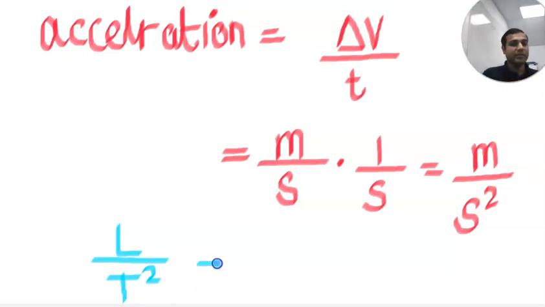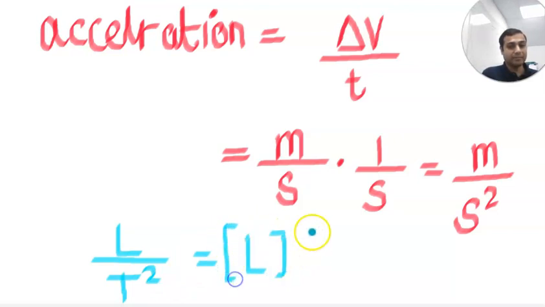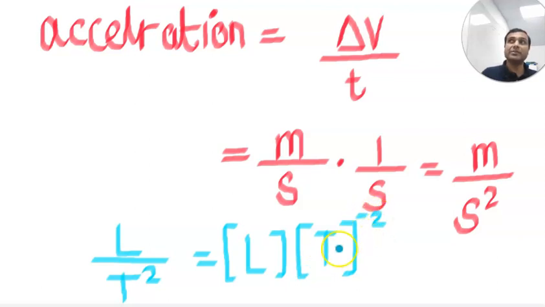You must have done indices, and according to the rule of indices, I can write L, and then T, which becomes T to the power minus 2. It is up to you whether you write it outside the bracket like that, or inside the bracket. I prefer the minus 2 outside the bracket. So these are the dimensions for acceleration.